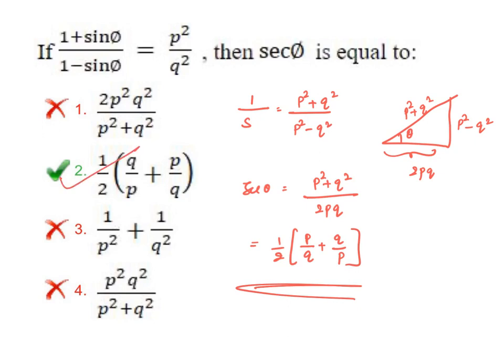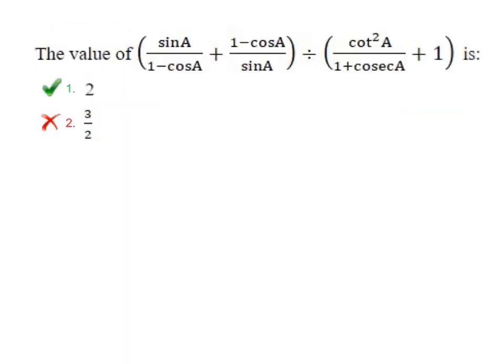So here it is. The value of the whole expression is asked. First, sin theta by 1 minus cos theta, you multiply it with 1 plus cos theta.